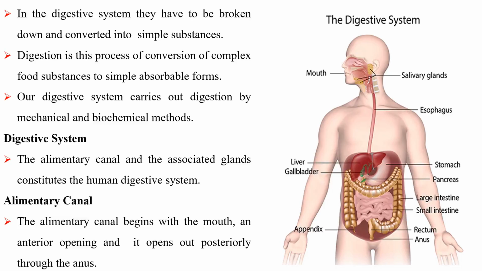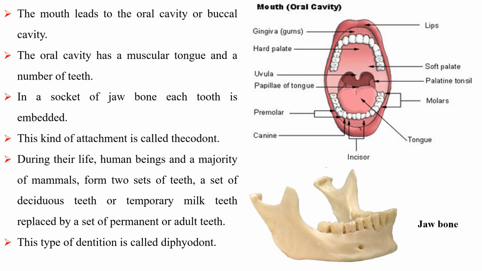Digestive system. The alimentary canal and the associated glands constitute the human digestive system. Alimentary canal. The alimentary canal begins with the mouth, an anterior opening, and it opens out posteriorly through the anus. The mouth leads to the oral cavity or buccal cavity.